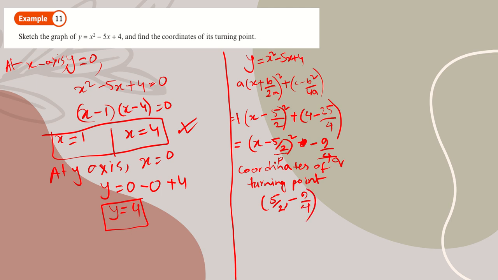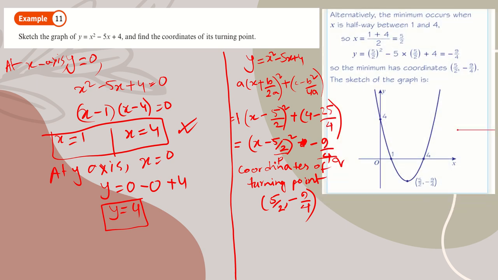Okay, so we got the coordinates of the turning point, we got where the graph will cut the y-axis, and we got the points where it will cut the x-axis. Now it's time for drawing the graph. So we got the coordinates, these are the coordinates. Okay, so 4, 0, 4, right? So this point over here, this is y-axis, so this is 4. Then we got 1 and 4, so 1 and 4.